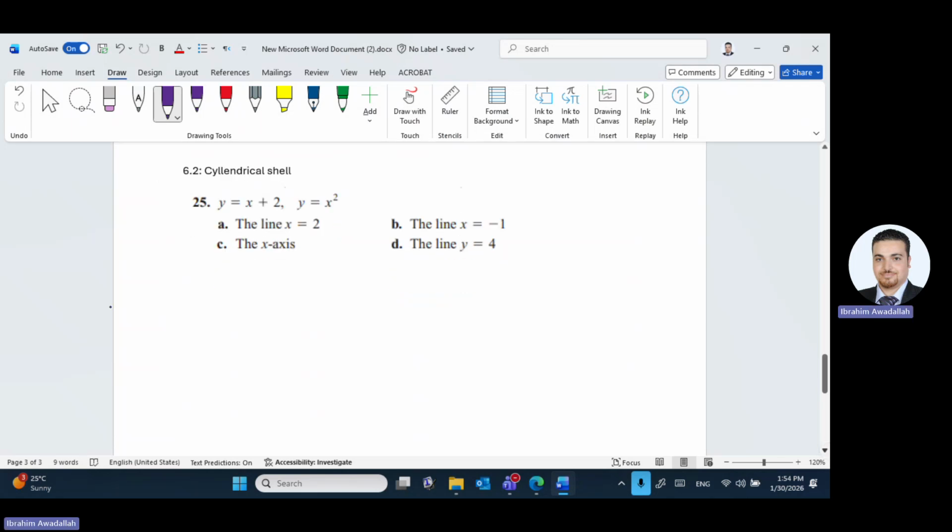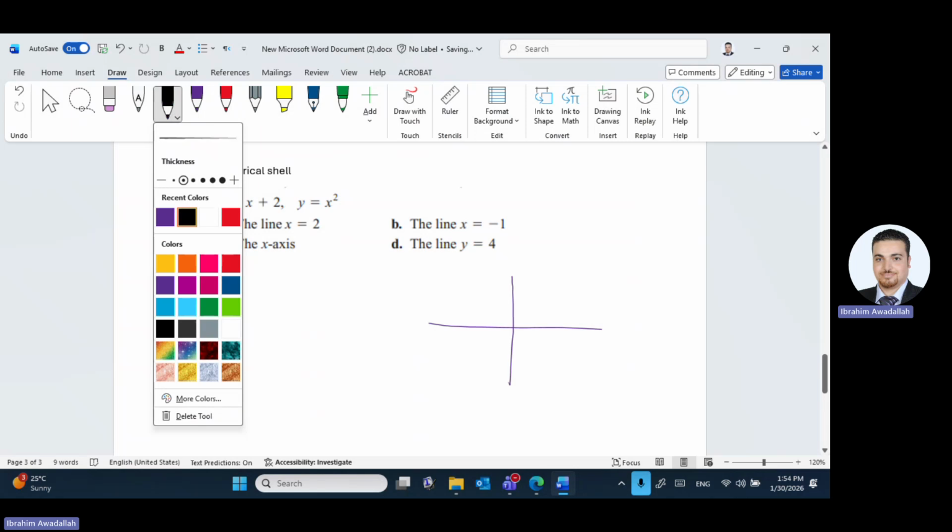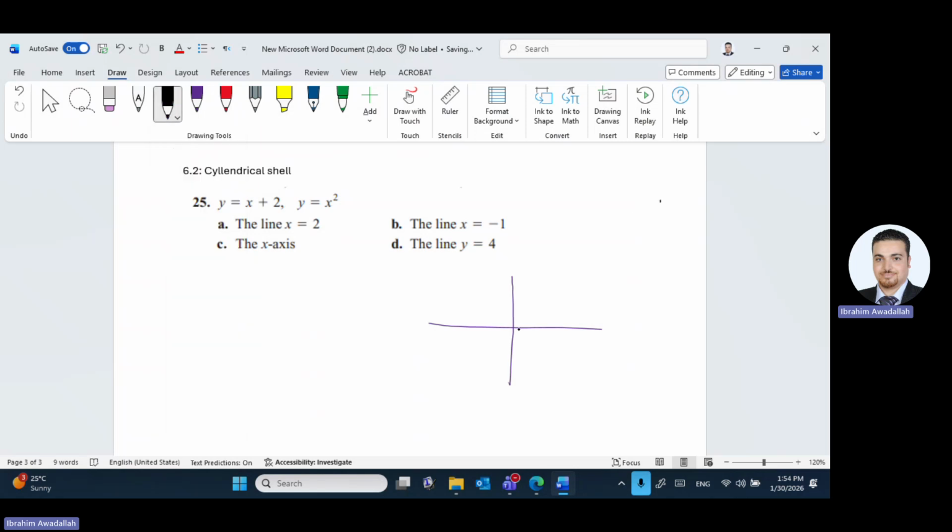Sorry for that. Now we have a question, cylindrical shell, graph. Okay, and we say y equals x squared, and y equals x plus 2, that means 2 steps up, and the shape is almost like this.